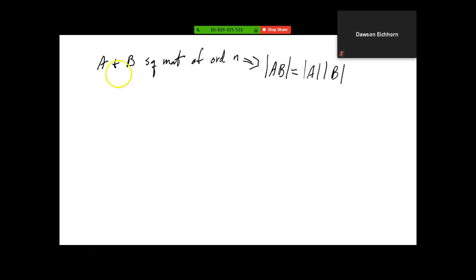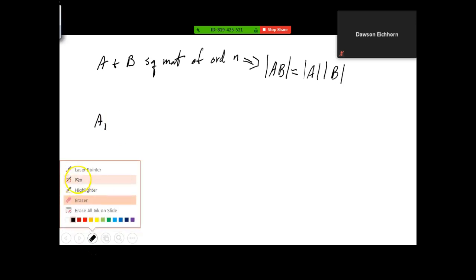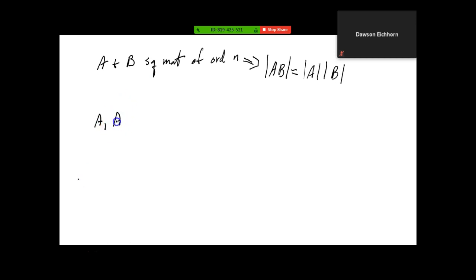They're not going to call them the different matrices A and B. They're going to call the matrices A sub 1 times A sub 2 times A sub 3 times A sub 4 dot dot dot, multiplying these until you get to A sub k.